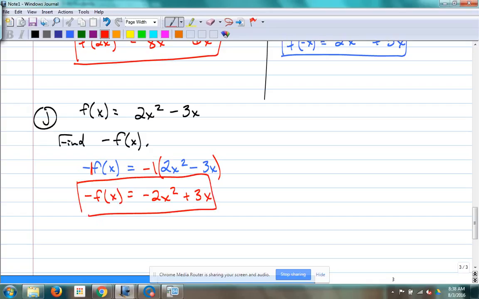Don't fall into the trap of trying to get f of x by itself. It's not going to happen. That's not what you're doing. You're trying to do the operation that they're telling us to do.